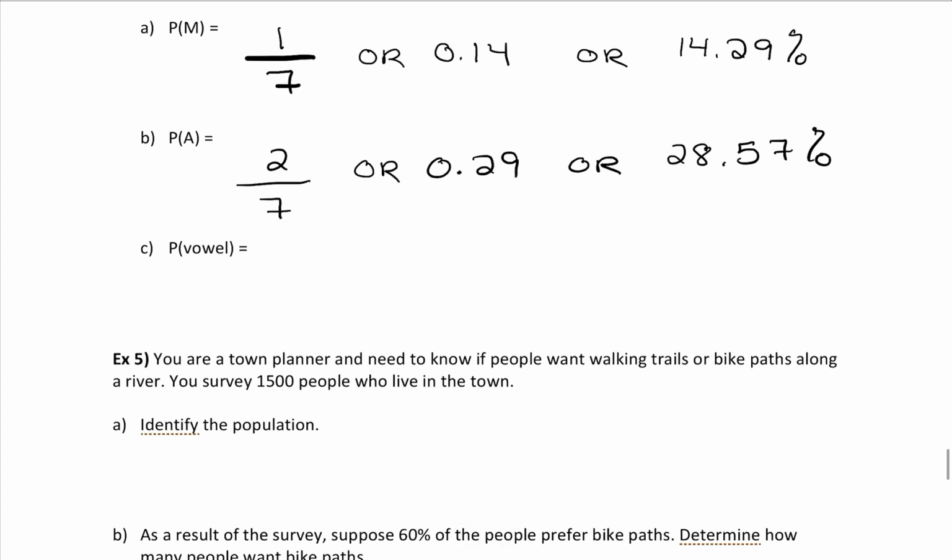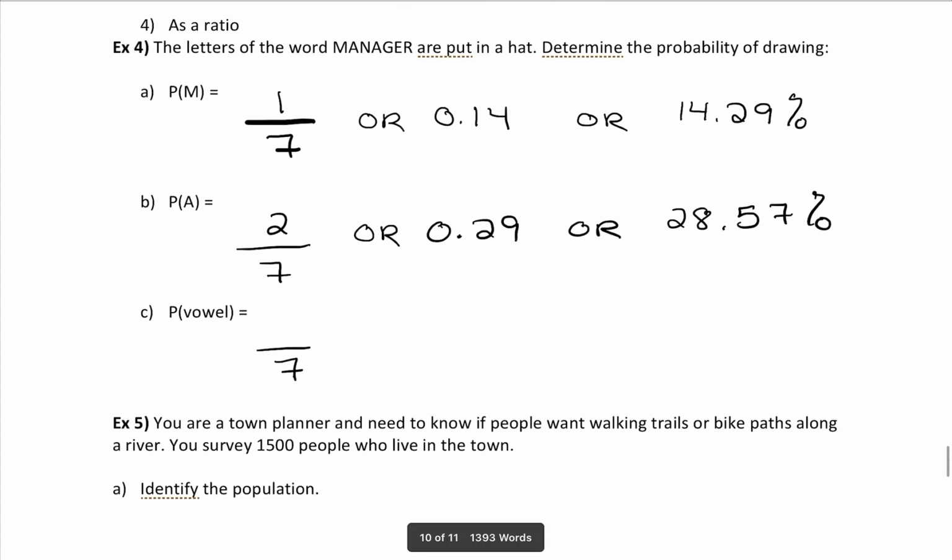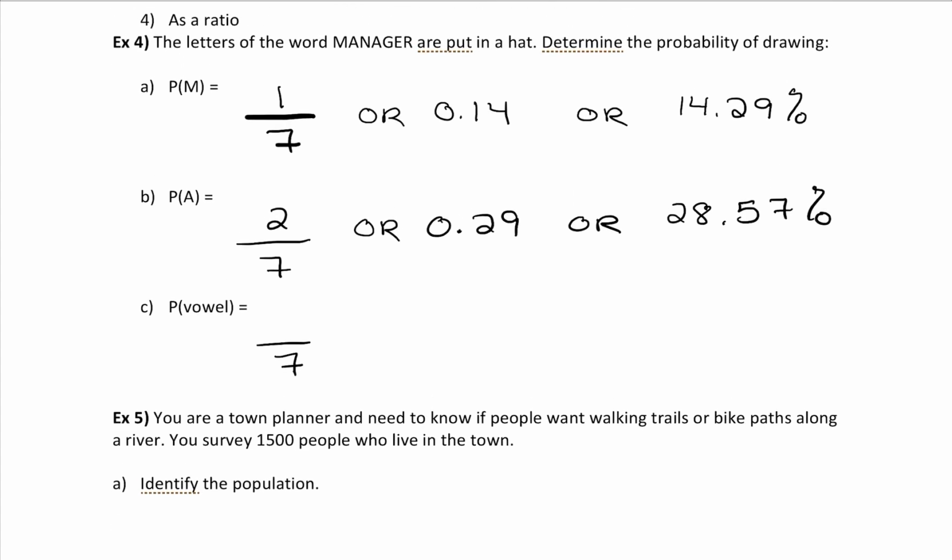All right, the probability of a vowel. So out of the 7 letters, let's take a peek at what we have as vowels. A and E. Remember, your vowels are A, E, I, O, U. We only have 2 A's and an E here, so that's 3 letters out of 7. 3 divided by 7, rounded to 2 decimals, is 0.43. 3 divided by 7 times 100, rounded to 2 decimals, is 42.86%.